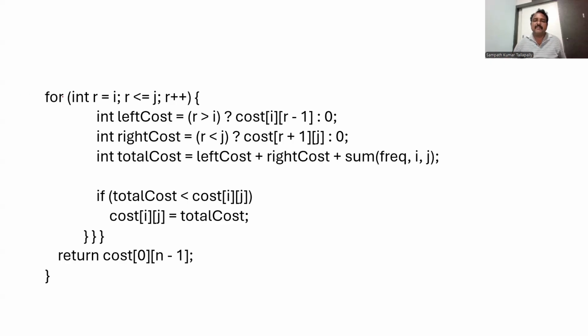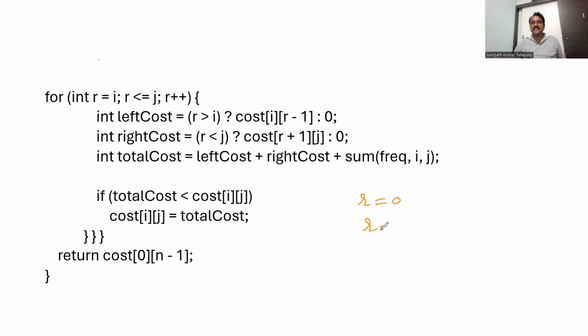Now we are going to have one more loop here called the r loop. In my example, I said we are going to take a variable called r. If I say r is equal to 0, it means that the 0th element of my array will be treated as the root element.